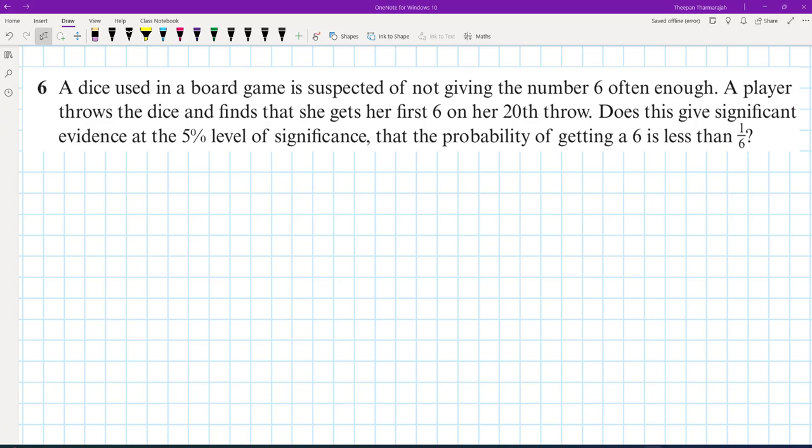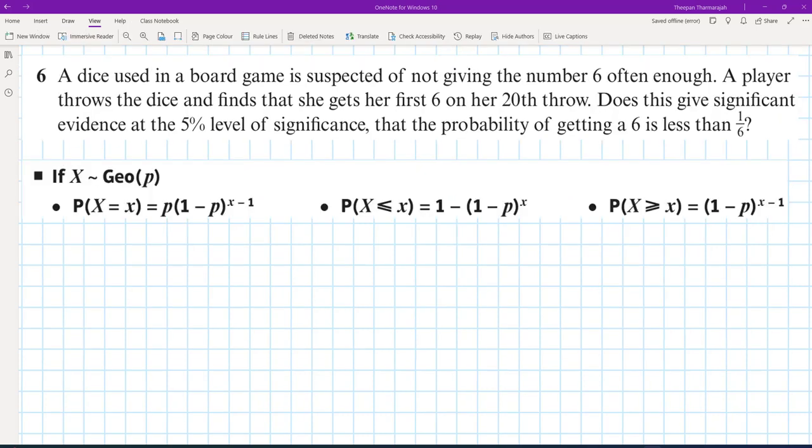Here's a question for you to try. You can pause the video, and when you're done, I will go through my worked solution. Okay, welcome back. So the question states, a dice used in a board game is suspected of not giving the number 6 often enough. A player throws the dice and finds that she gets her first 6 on her 20th throw. Does this give significant evidence at the 5% level of significance that the probability of getting a 6 is less than 1/6? So we're going to write down our model and then solve from there.